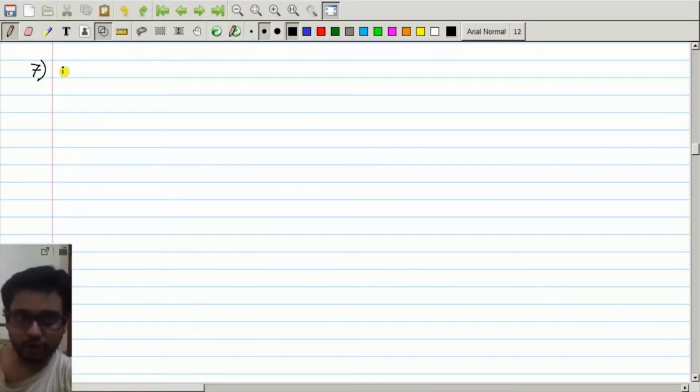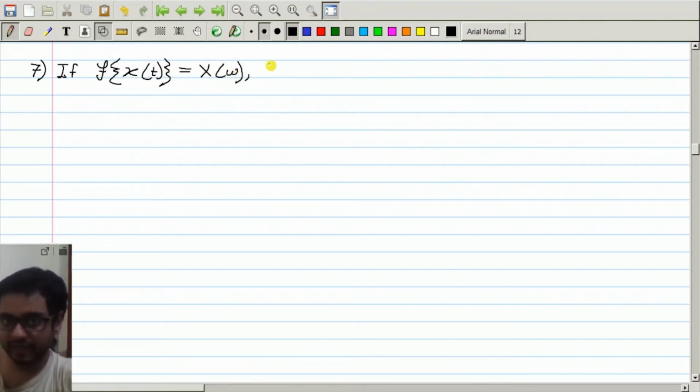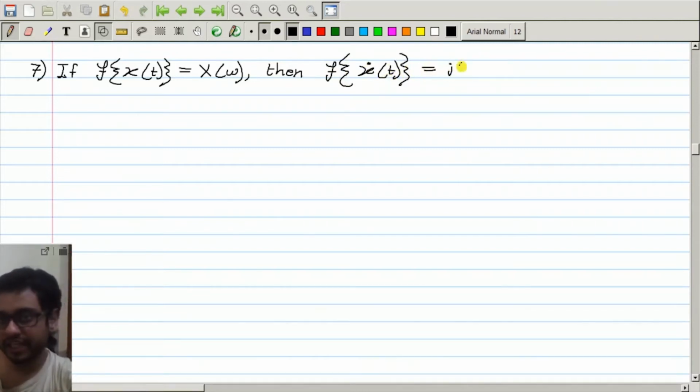The next important property of Fourier transform is like this. If the Fourier transform of the signal x(t) is capital X of omega, then the Fourier transform of x dot t, that is the time derivative of x, will be j omega multiplied with capital X of omega. Okay, let us prove it.